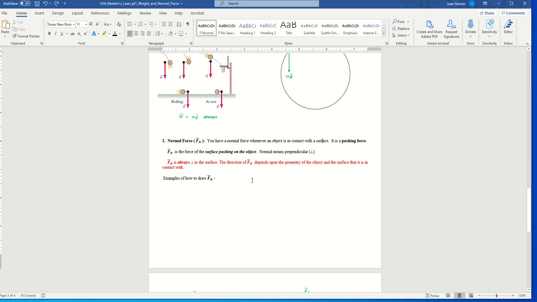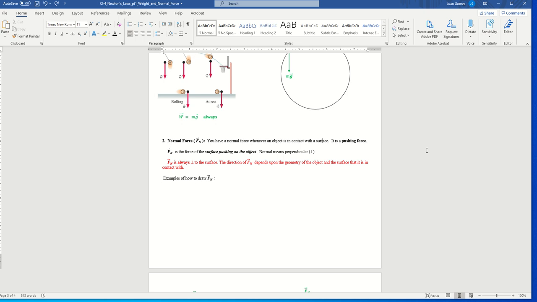Now, in this case, the direction of Fn depends upon the geometry of the object and the surface that it is in contact with. And we'll see some different cases. But the key is normal means perpendicular. Perpendicular to what? Perpendicular to the surface.